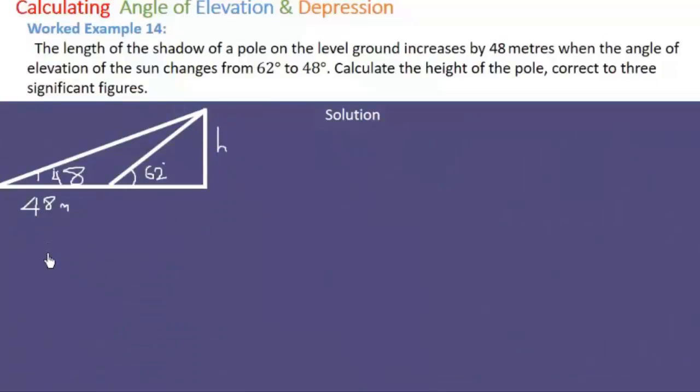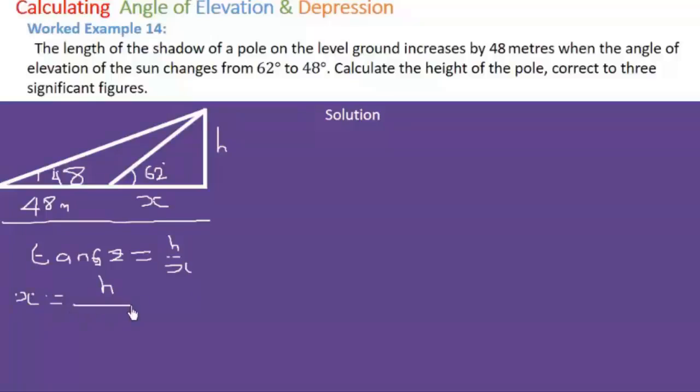So we don't know this length, so we represent it with a variable, let's say x. So using the first triangle, we have tan 62 equal to h over x. Now we are looking for the height, so it will be faster if we eliminate x. So x will be equal to h over tan 62. So let this be our equation 1.